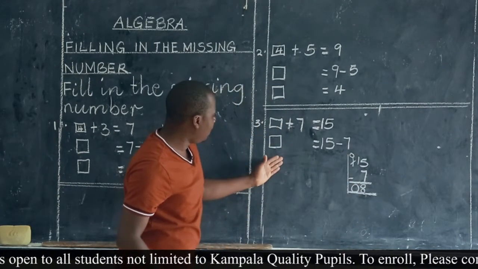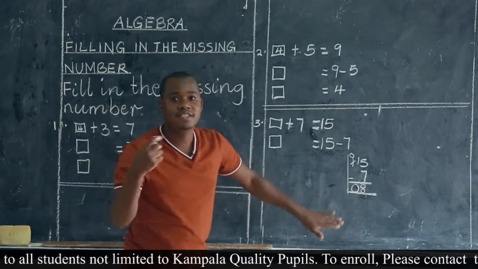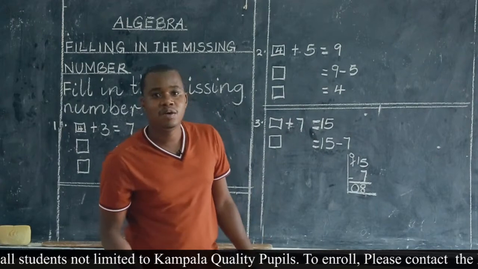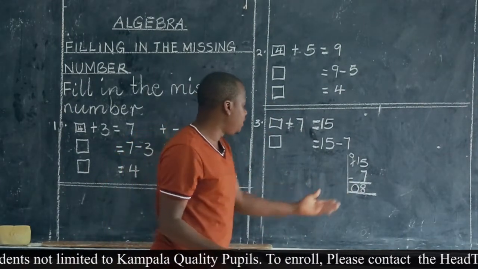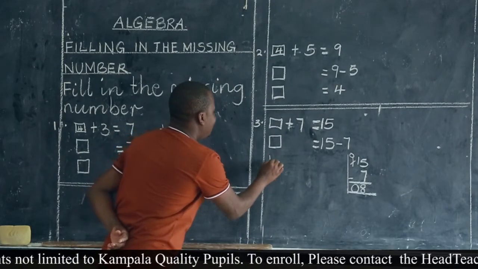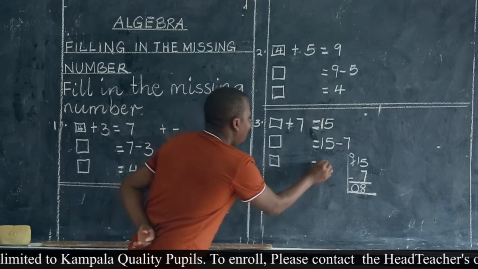So we shall not come here to write 0, 8. 0 will stop here because 0, 8 means 8. When you say 0, 8, it is the same as 8. So we don't need to write it. We shall just come here and say our box equals to 8.